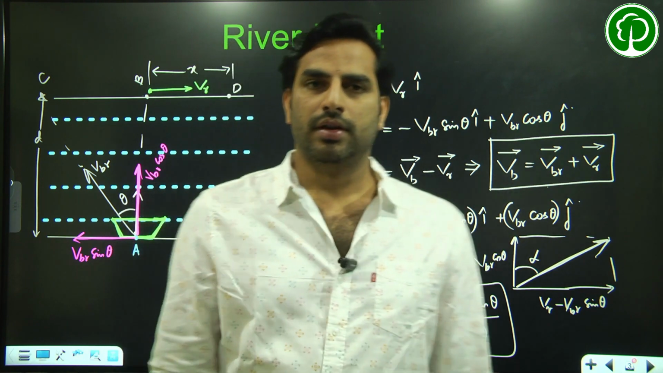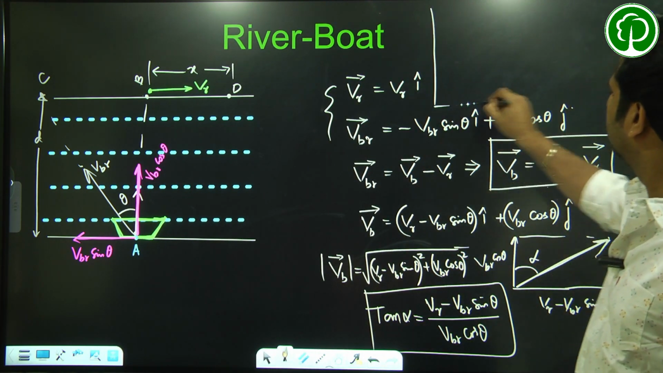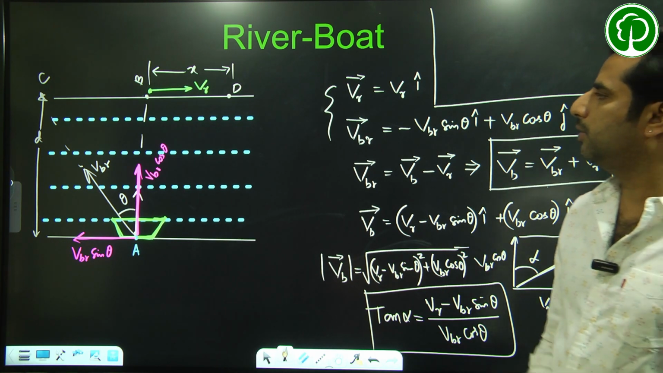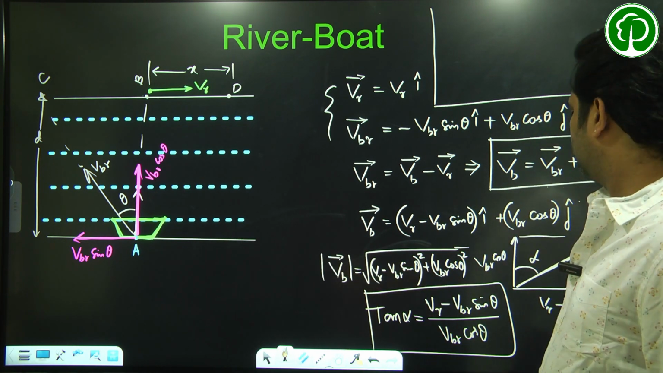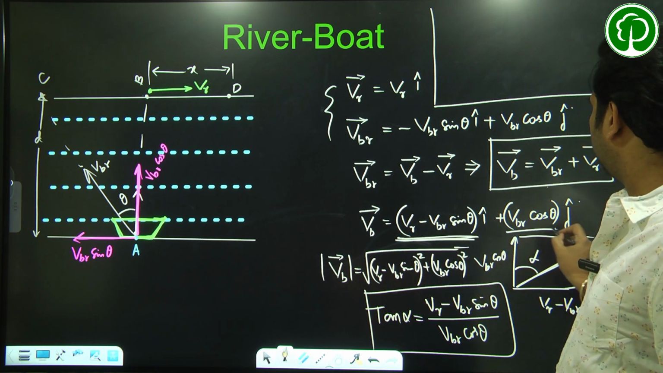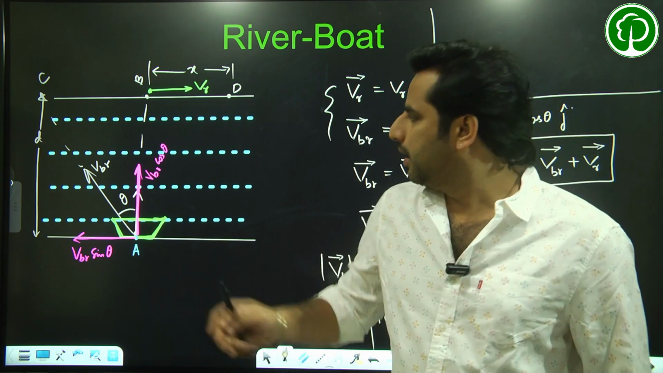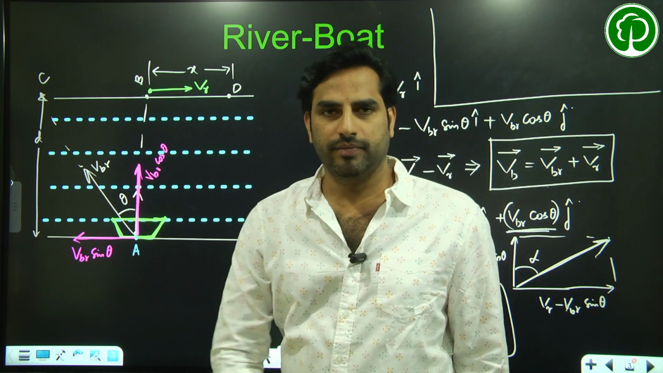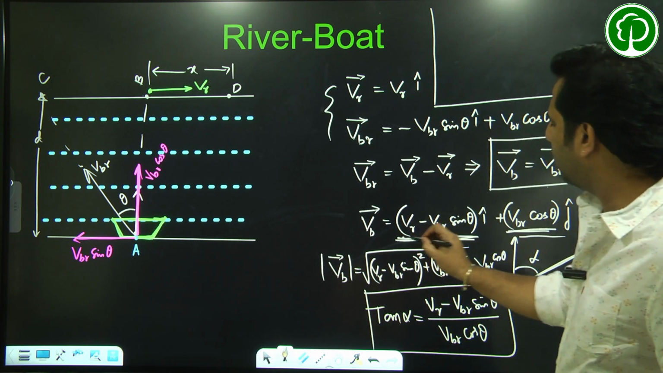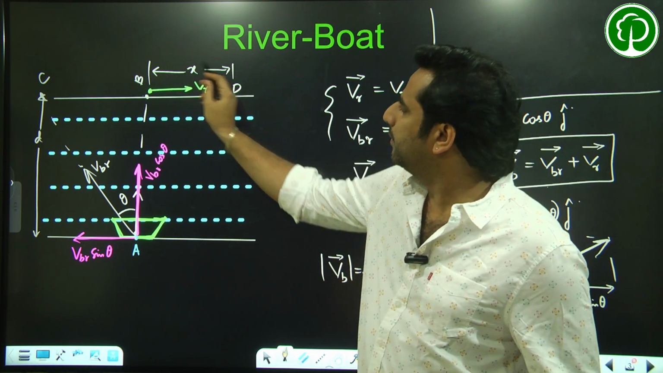Now, what is the time taken by the boat to reach the opposite bank? So I am doing it here. This is the horizontal velocity of the boat, and this is the vertical velocity of the boat. With VBR cos theta as vertical velocity, he is covering a vertical displacement of d, whereas with the horizontal velocity of VR minus VBR sin theta, he is covering a horizontal drift of x.